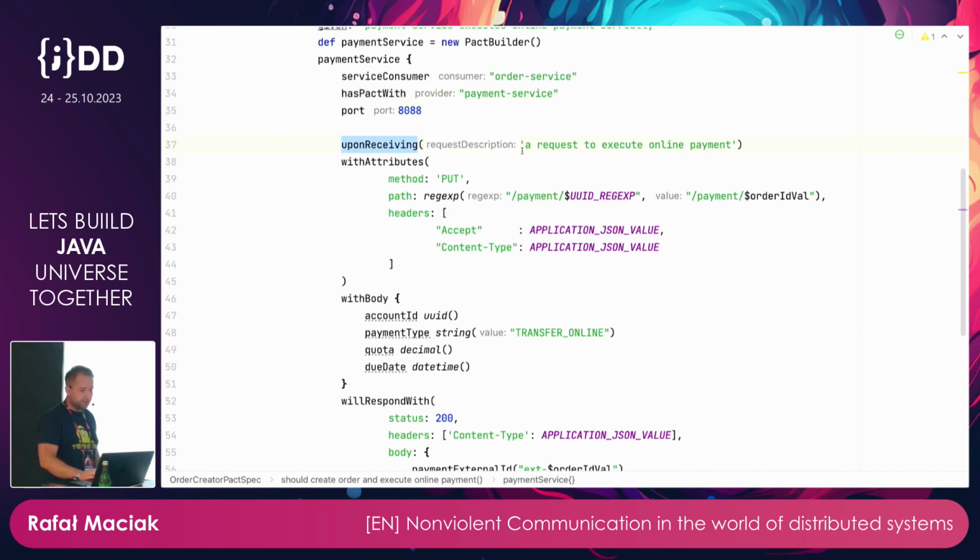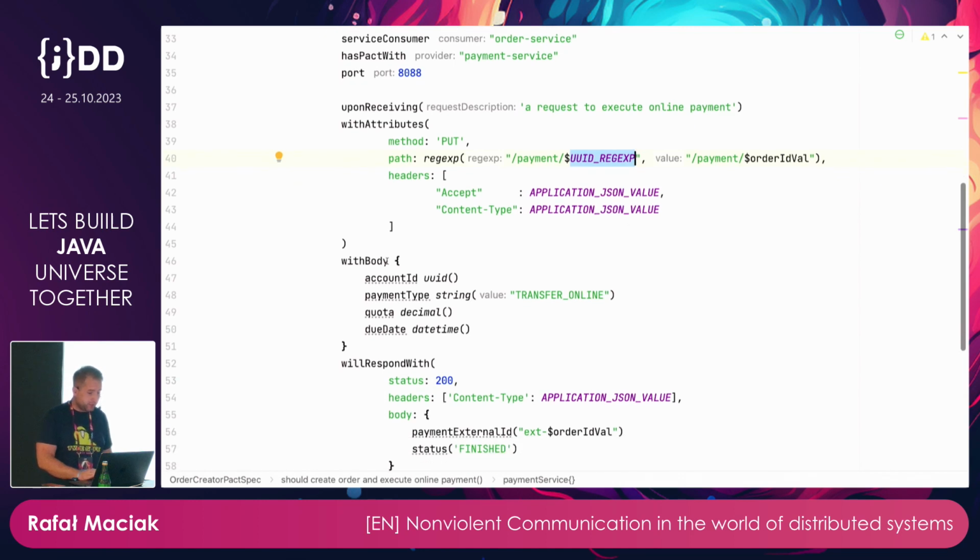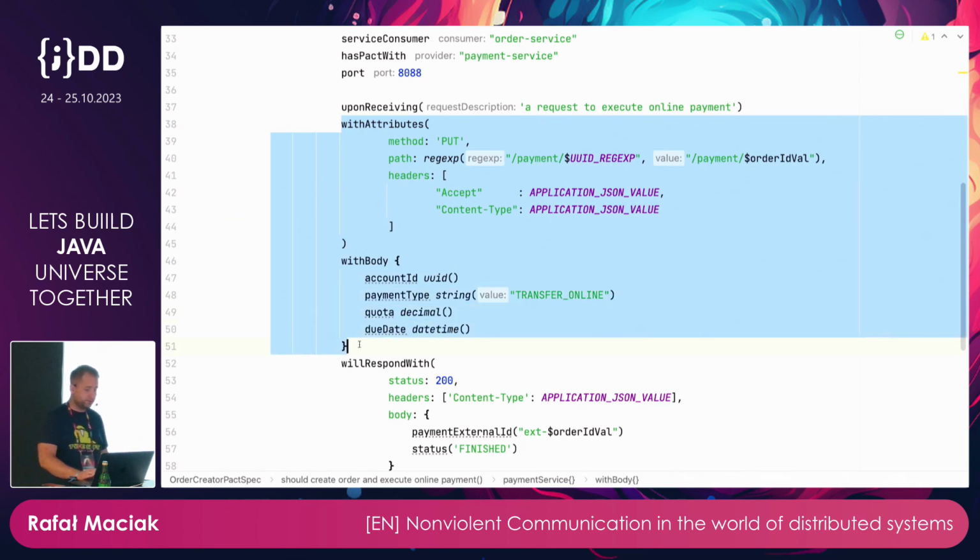And upon receiving a request to execute online payment with attributes, so method is PUT, path should be /payment/any UID, and in the headers we have accept and content type with application JSON value, and with body account ID, which is any UID, payment type, which is a specific string transfer online, because in this scenario I'm testing only the transfer online payment, quota, which is any decimal, and due date, which is date type. So here I defined the request using with attributes and with body.